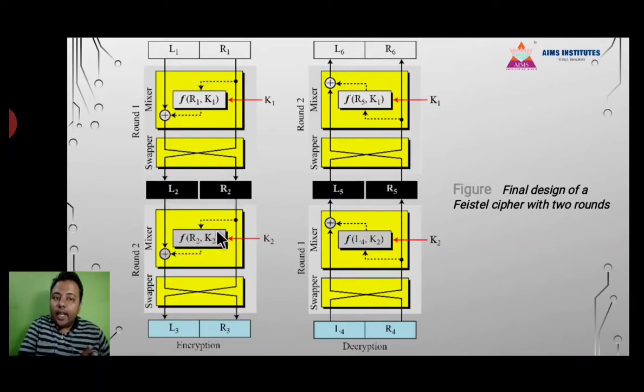Again the same process happens, where R2 data, which has been swapped right now, will go directly to R3, and the R2 data will be included with the K2 element and XORed with the L2 element, and we are getting back our full block of data. In the same way, vice versa, the operation is used to get back our data at the beginning position.